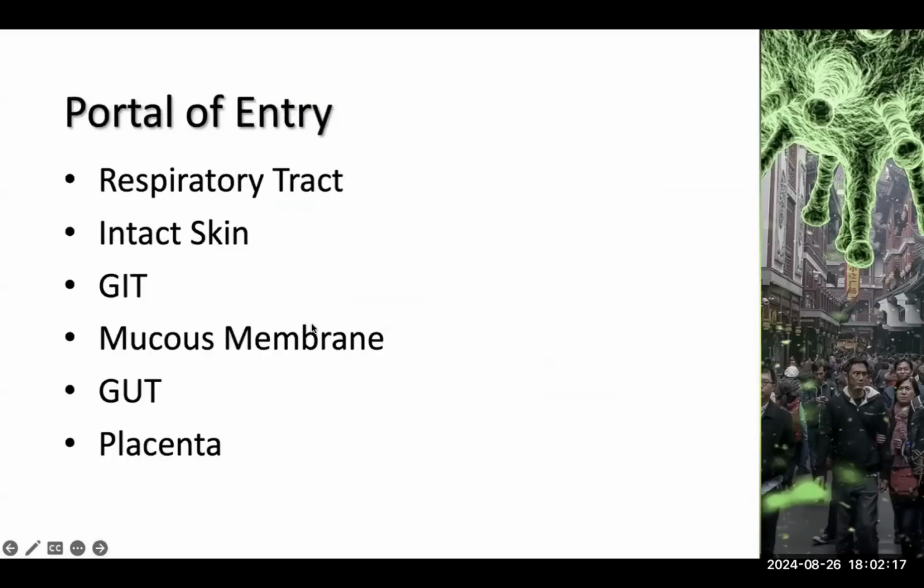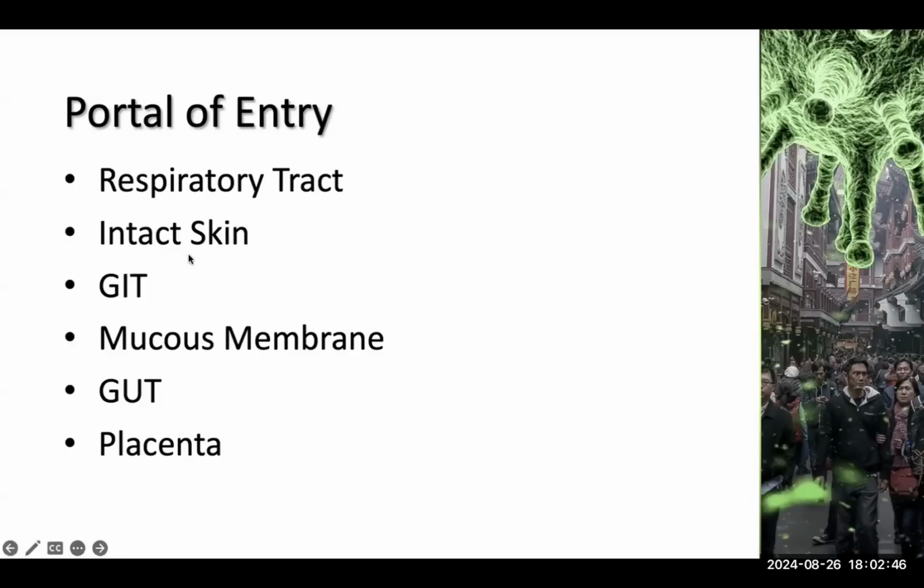So now we go to the portal of entry. For the portal of entry, we have the respiratory tract, intact skin, GIT, mucous membrane, the genitourinary tract, and your placenta. The respiratory tract portal of entry includes the respiratory infections.